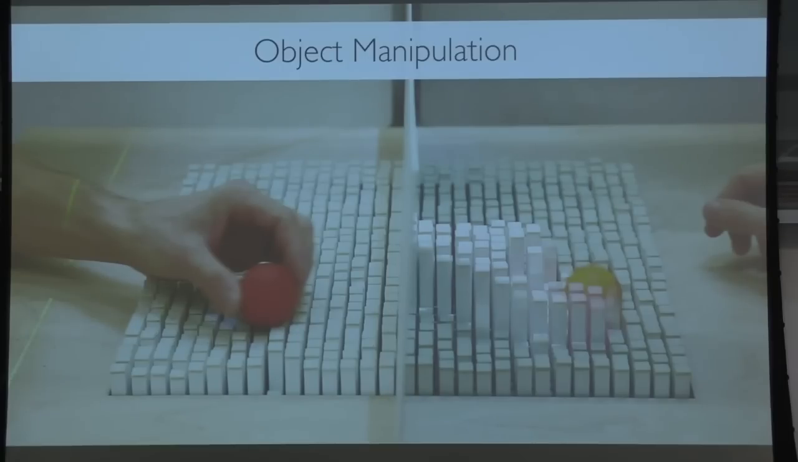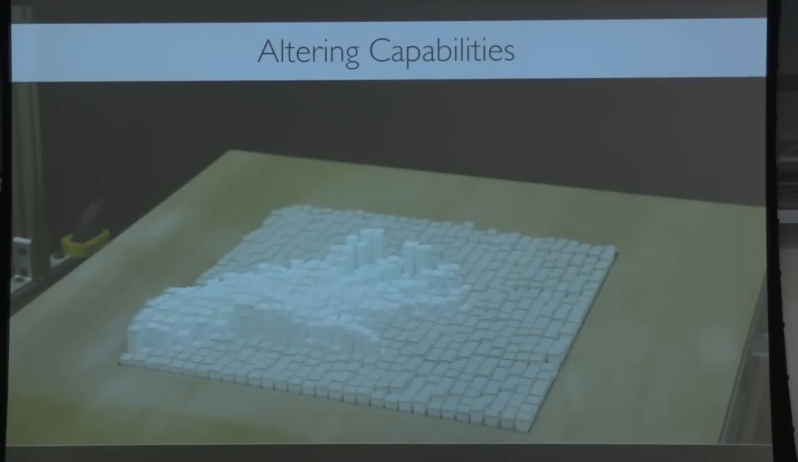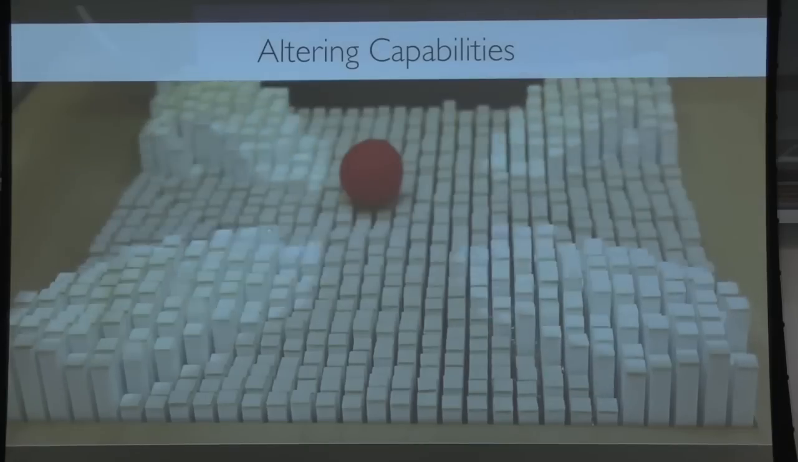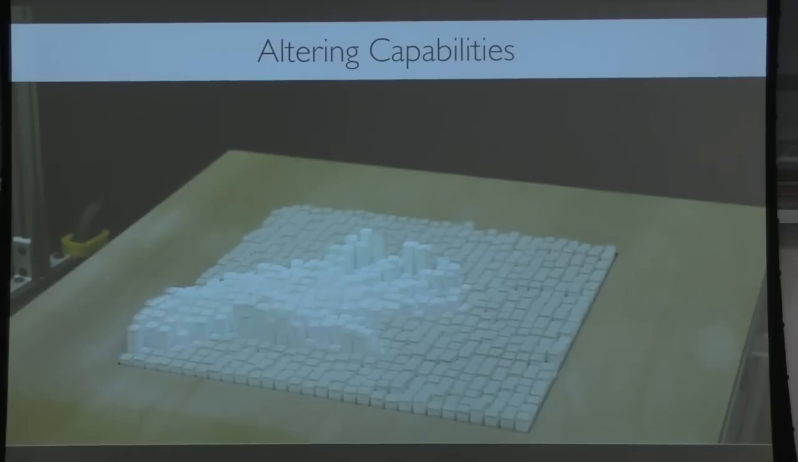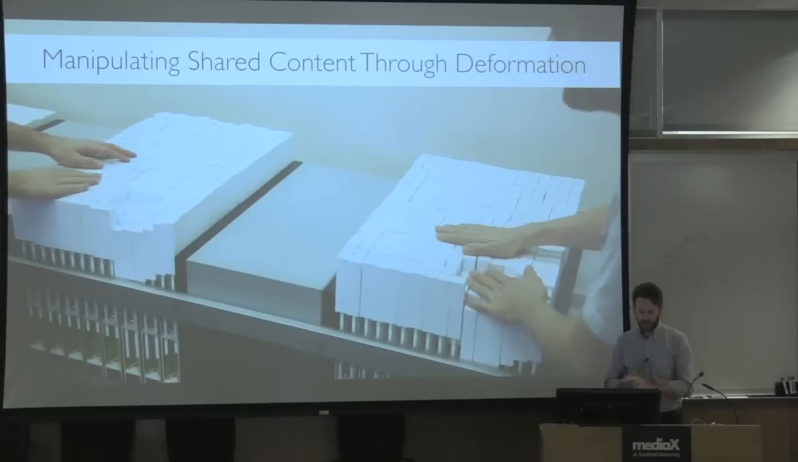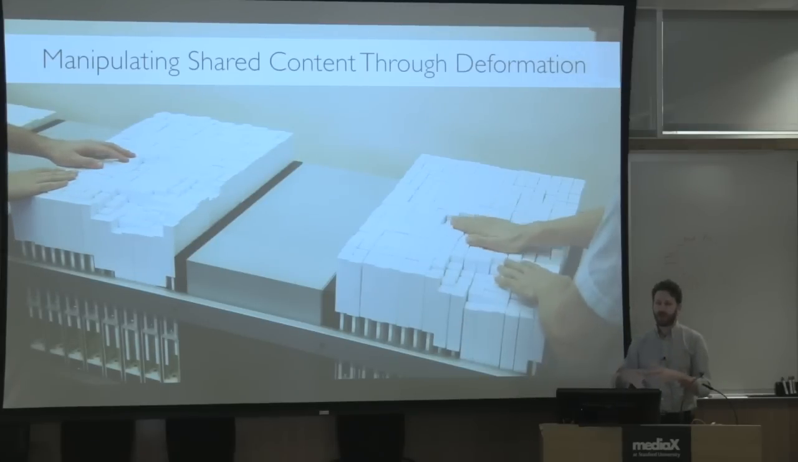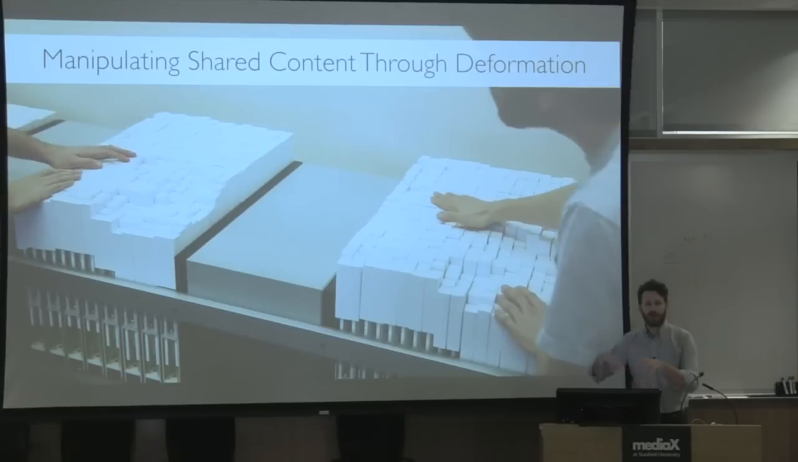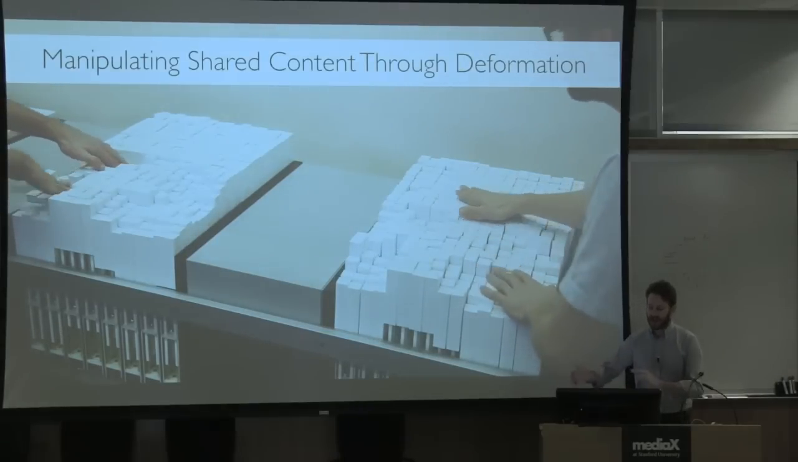But then I think even more importantly, we can go beyond this one-to-one mapping, where we can now alter their capabilities and go beyond physically being there. And then finally, we can actually have shared 3D models that we could manipulate and physically deform on both sides.